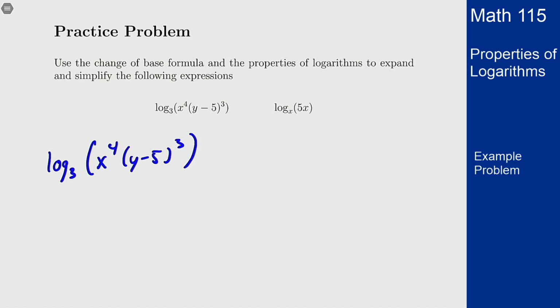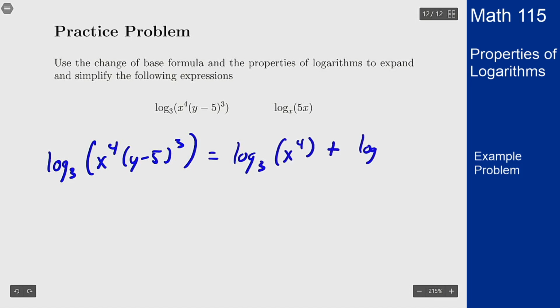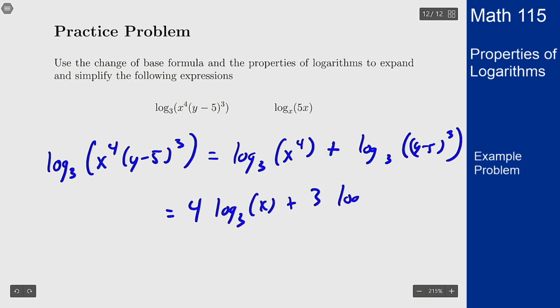So I can first use the log of a product rule to split this into log base 3 of x to the fourth plus log base 3 of (y minus 5) cubed. And then I can pull down the powers to the front using that power rule. This will then become 4 log base 3 of x plus 3 log base 3 of (y minus 5).